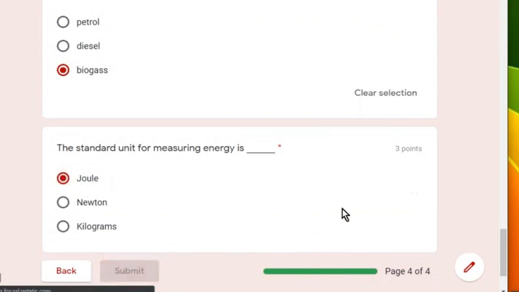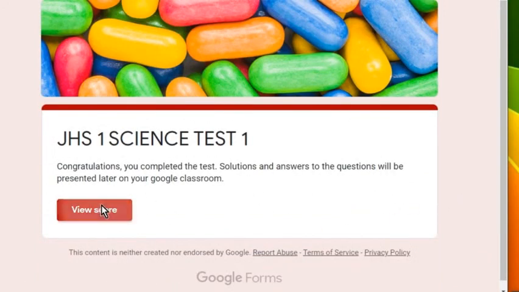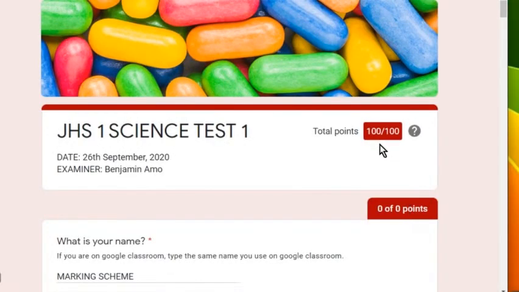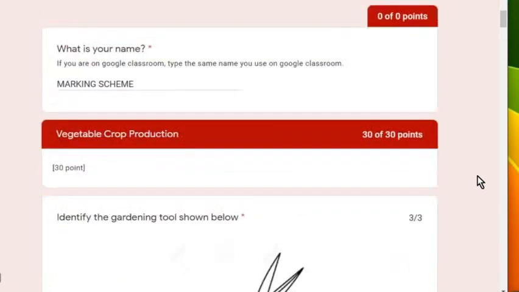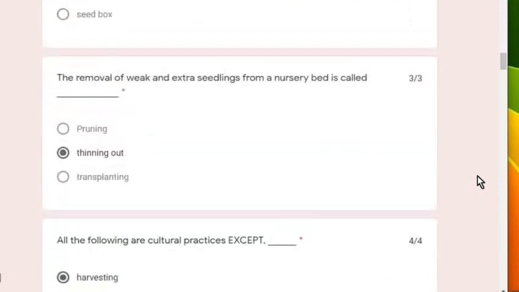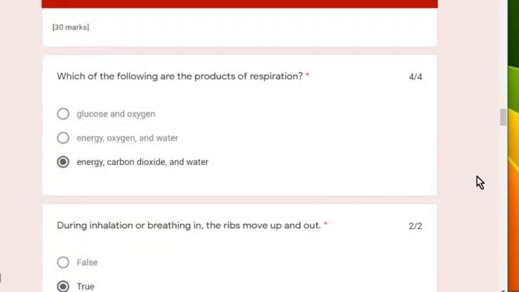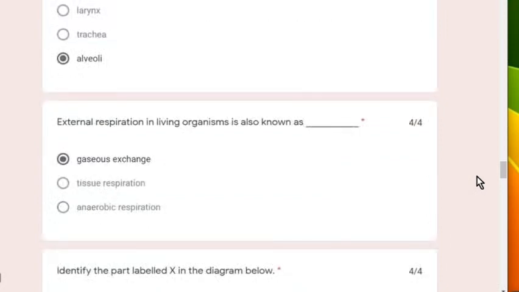Okay, so let's submit and view our score. So we have 100 over 100. So these are the answers for the science test.